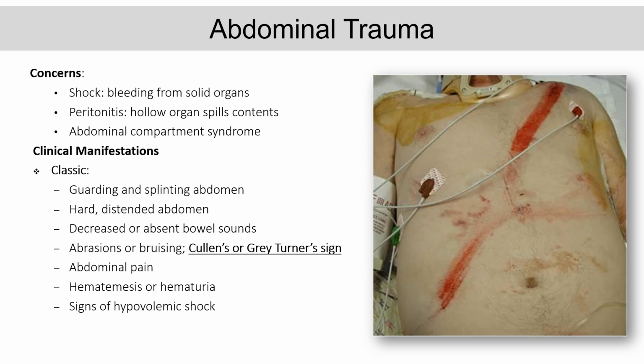Okay, so that means you have to do a very good focused abdominal assessment. Okay, you always have to listen to the bowel sounds. There may be some abrasions, there could be bruising or discoloration of the skin. This leads us to Cullen or Grey Turner sign. That's going to be on the next slide. Abdominal pain, they can have bloody vomit or blood in their urine, and signs of hypovolemic shock.